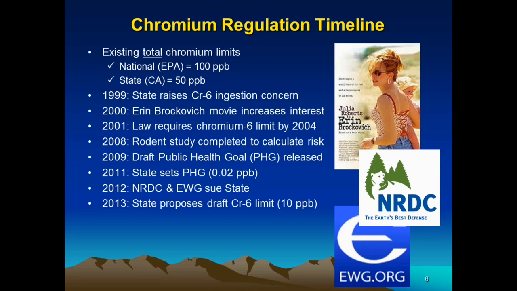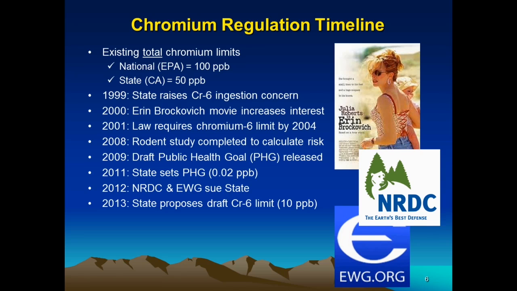So where are we on the chromium? Total chromium has been regulated since 1977. The federal standard is 100 parts per billion. The state standard is 50 parts per billion. In 1999, we had a rodent study that presented an issue: is chromium a concern when it's ingested for carcinogen, for causing cancer? We then had a blockbuster movie, Erin Brockovich, so a lot of interest was in this compound.